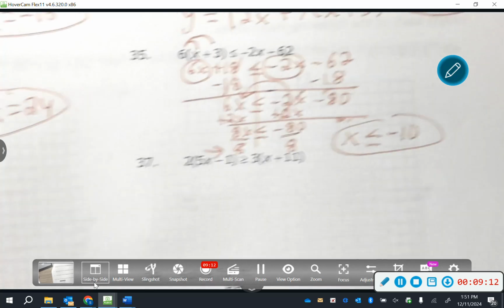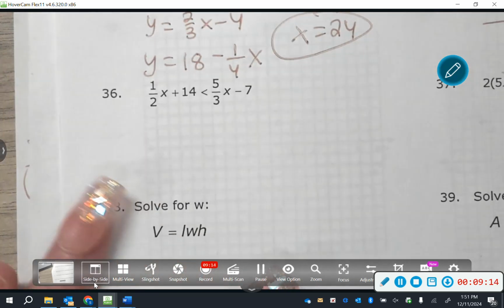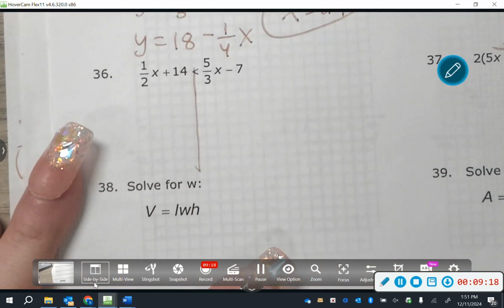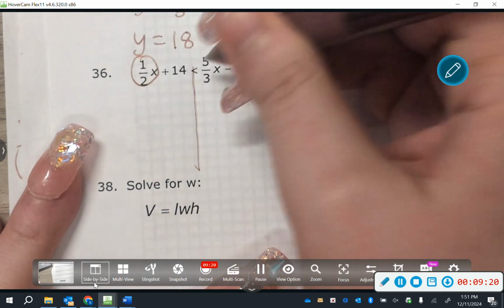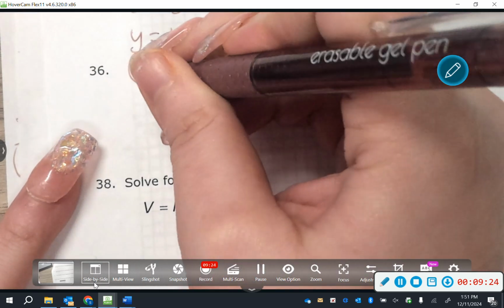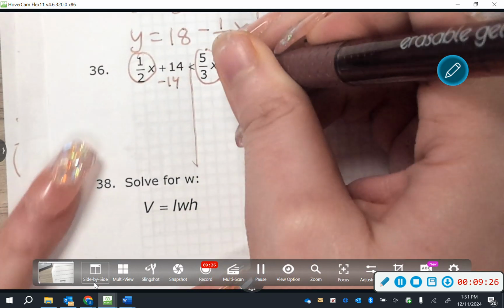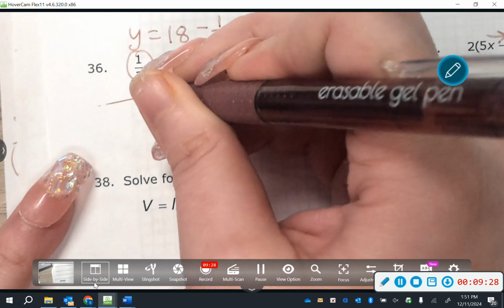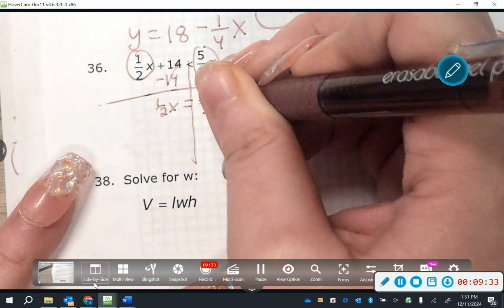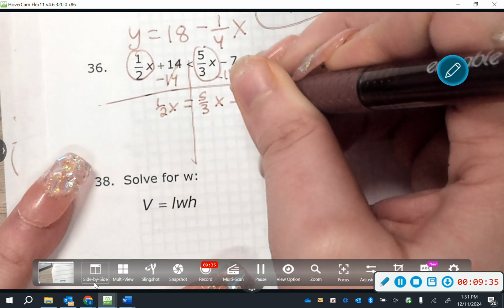Okay, so I'm going to try another one. Draw my line of balance. On this one, there's no parentheses, so we don't have to worry about multiplying. We're going to circle our variable and do opposite operation. The opposite of plus 14 is minus 14 to both sides. So I have 1/2 x equals 5/3 minus 21.